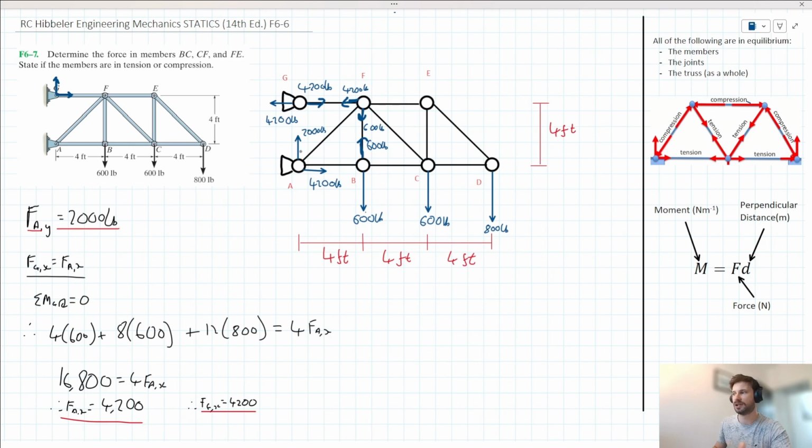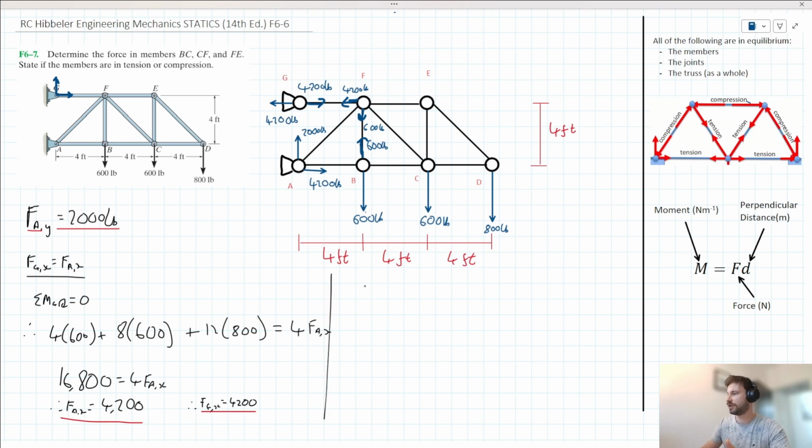From here, I'd look for joints where we have two unknowns. So right now I'm looking at joints A and D. At A, we don't know the force in member AB and in AF, and at joint D, we don't know the forces acting in CD and DE, right? Let's start with joint A then.